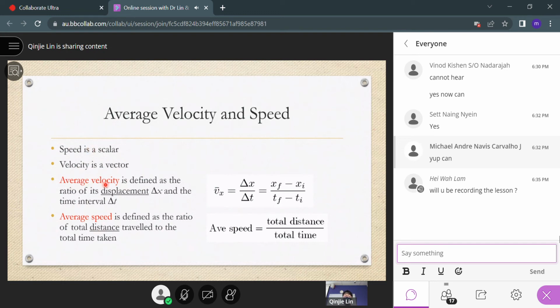So the definition of average velocity is defined as the ratio of displacement and the time interval. So let's say we are asked to find the average velocity, right? It's just this formula here. So average velocity is displacement. Remember, displacement is the final position minus initial position. Then divide by the total time taken. You are going to get average velocity.